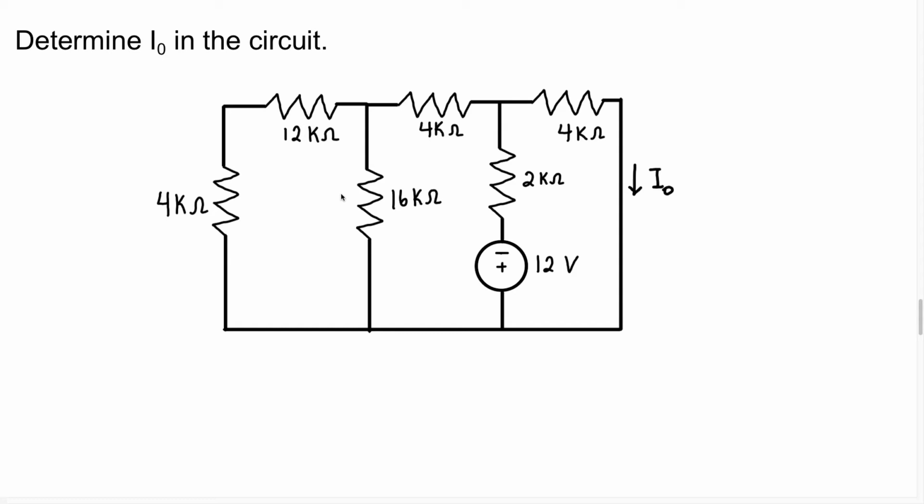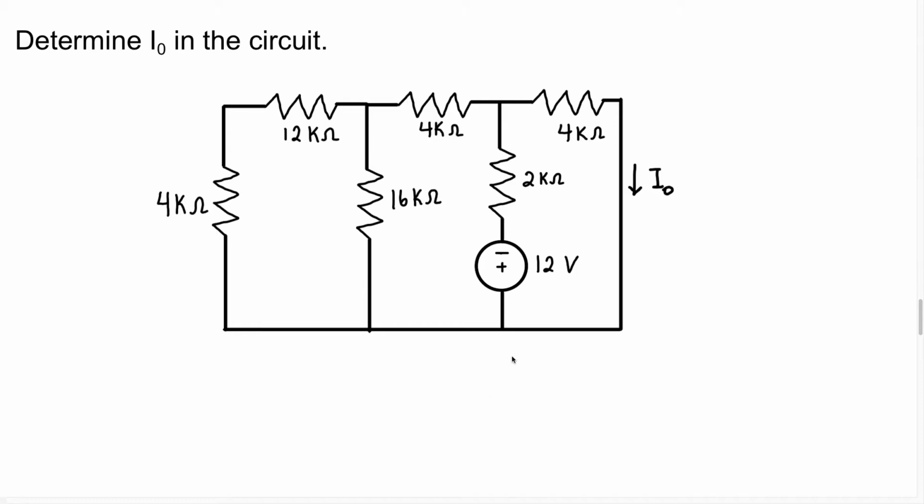Now this question says determine Io in this circuit. So where is Io in this particular circuit? Well, we know Io is going to be the current flowing through this 4K resistor, so it's going to be in this branch here. Now, they want us to find Io in this circuit.